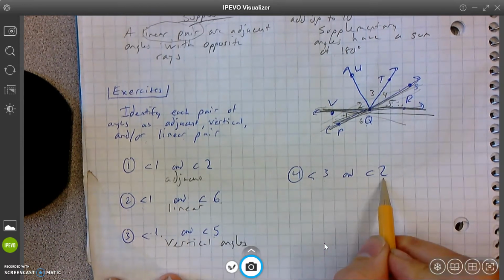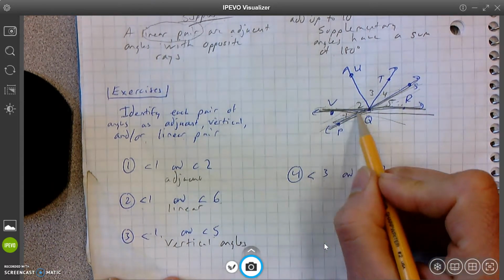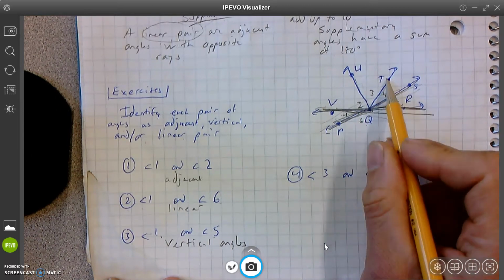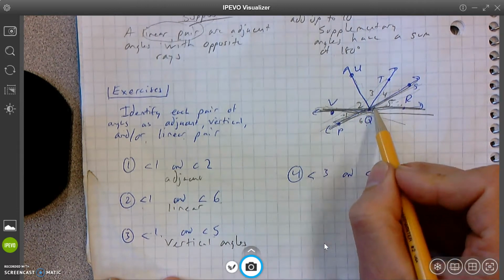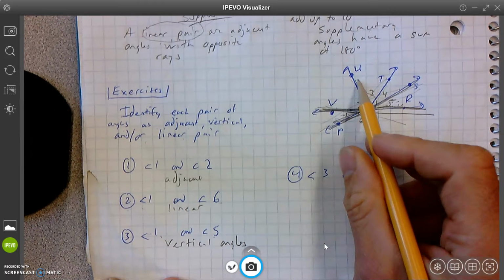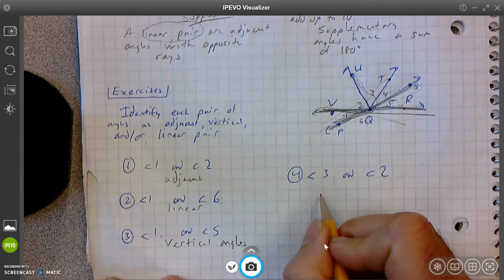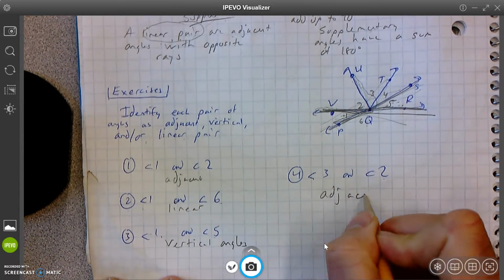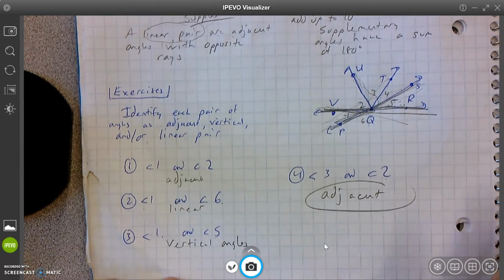Angle 3 and angle 2. What are those going to be, you think? It's not a straight line. They share this ray, QU. That's going to be, yeah, adjacent. Nice, good work, adjacent angles.